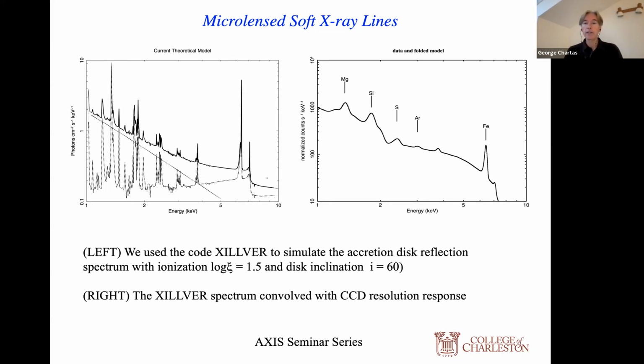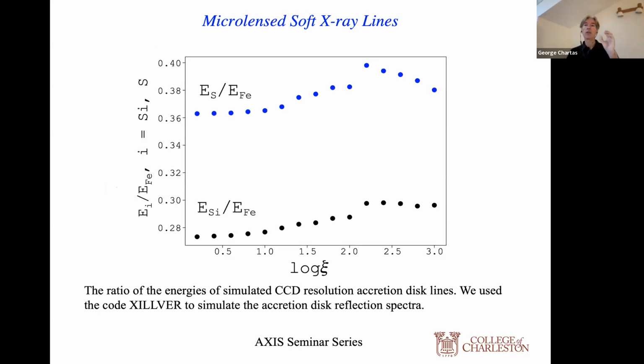Now, I went ahead and determined the centroid of these lines. And remember, the centroids of these fluorescent lines depend on the ionization parameter. So in the next plot, I show you how, if you know the relative energy of, let's say, the sulfur line to iron, it depends on the ionization parameter. So from this type of analysis, by measuring accurately the spectrum of all the lines and the centroids, you can constrain the ionization parameter of the accretion disk as a function of radius.